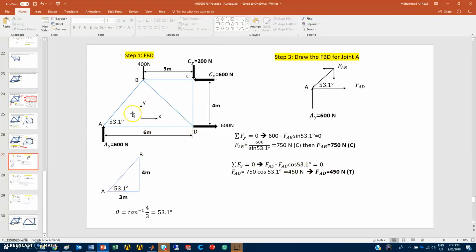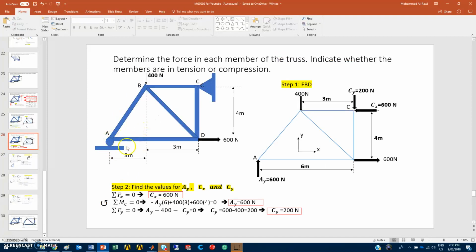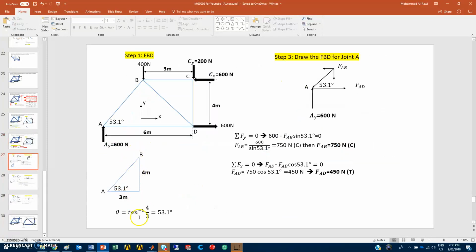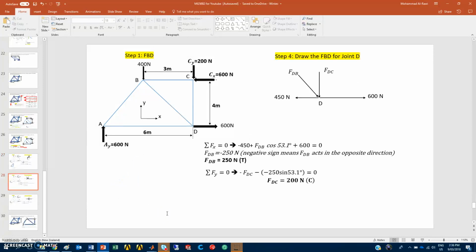Now, if you ask how did we determine the angle 53.1, you have this distance from point B to here, it's 4 meters, and from A to that point is given to us as 3 meters, and that's how it's shown in the diagram in the original question. So tan inverse of 4 divided by 3 will give you 53.1 degrees.